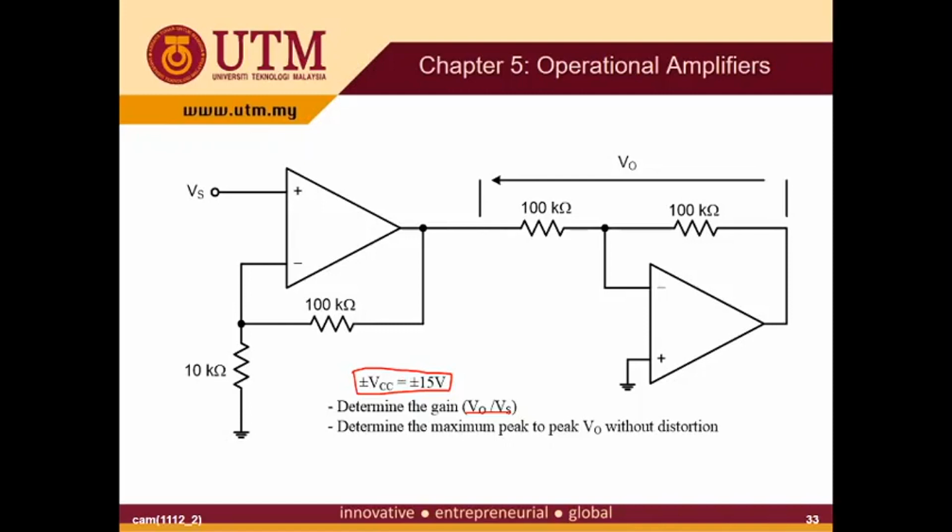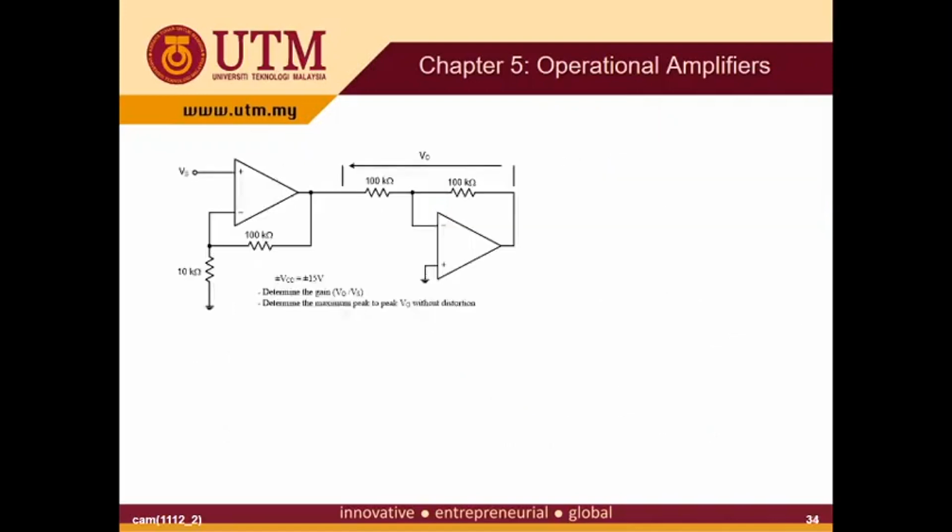So determine V out over Vs. V out here is the difference between, if I label this one as V out 1 because this is the output of the first op-amp, and this one I put as V out 2. So V out is equal to V out 1 minus V out 2. This arrow means that this part is higher than this part, so it will be this positive minus this negative. So V out 1 minus V out 2. Okay, so let's solve it.